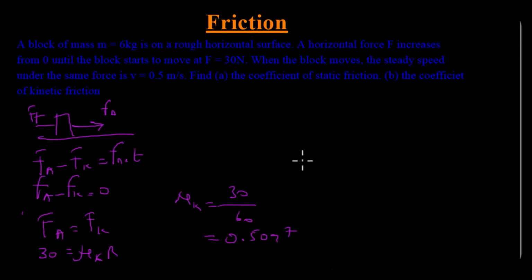0.5097. The reason why my mu s and mu k are equal is because I'm moving at a steady speed. If I'm moving at a steady speed, then mu s will not be greater than my mu k. I hope this makes sense. So let's look at one more question before we look at the advantages and disadvantages of friction.